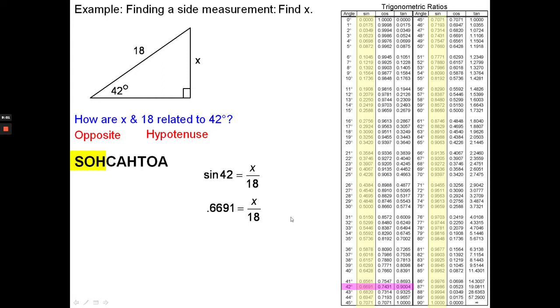And now this can be done as a proportion. Put your 0.6691 over 1 and cross multiply. So 1 times x is x, and then you have 18 times 0.6691. Okay. Using a calculator, you get 12.0438, and we're going to round all sides to 1 decimal place. So that will round to 12.0.